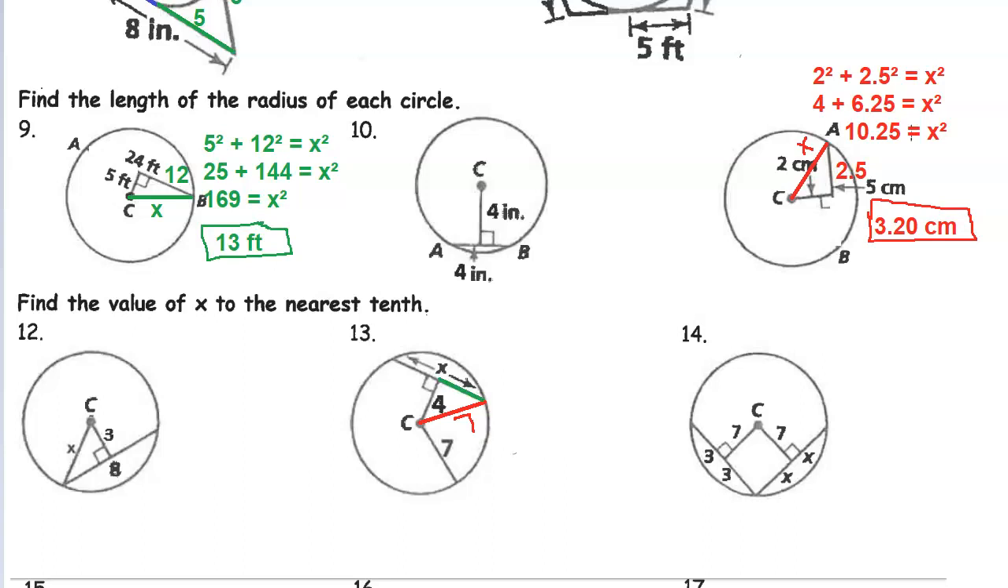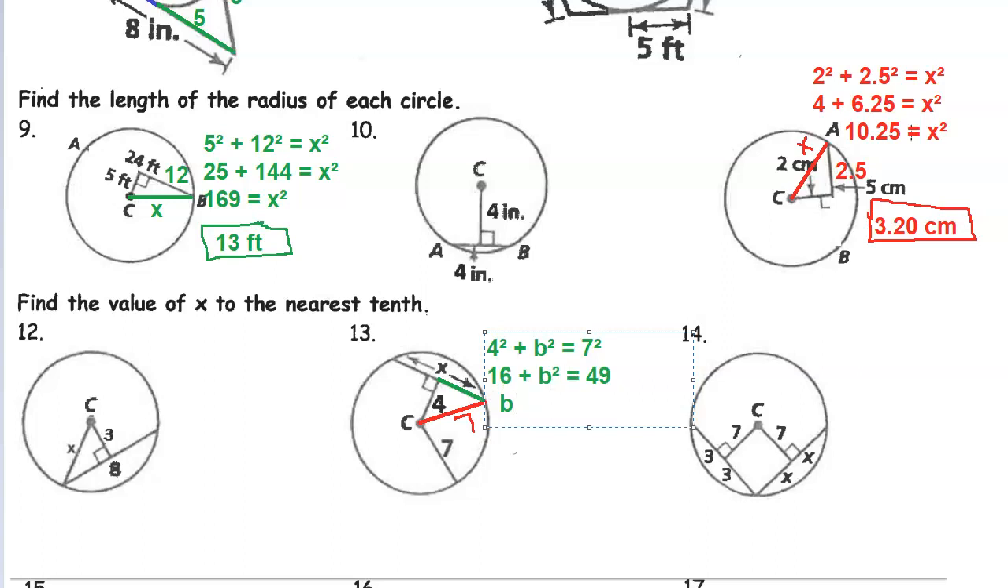So again, we're not going to use that entire x length right now. We're just going to use that green length. And remember, since it's not the hypotenuse, we can't call it c. We're going to have to call it a or b. So I'm going to do this: 4 squared plus b squared equals 7 squared. All right, so that's going to put me right here.